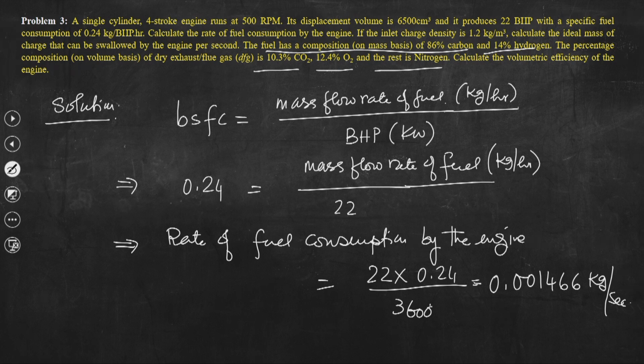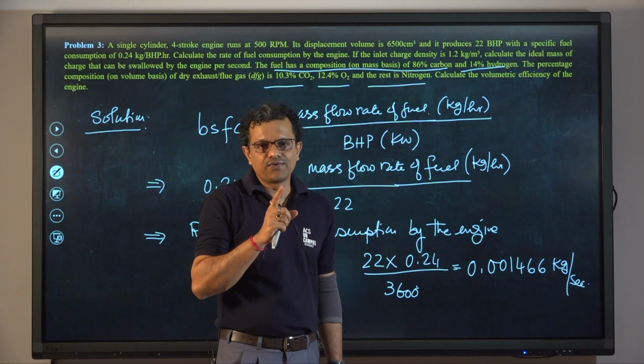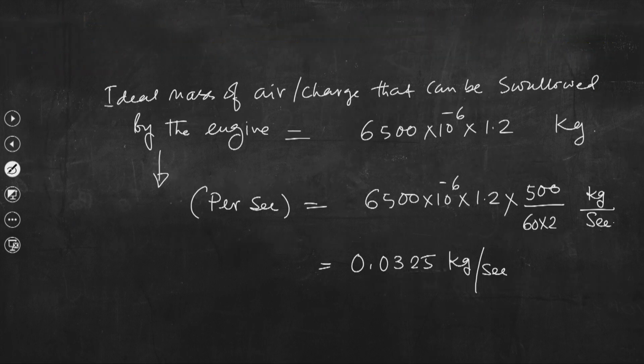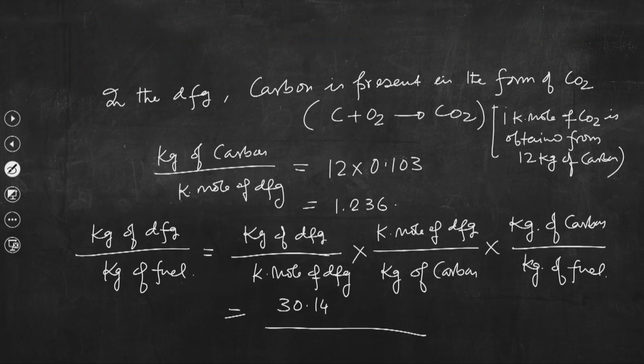That is the fuel composition. So, try to understand, we wanted to have two things, one is the mass flow rate of fuel and the other is the composition of fuel. The composition of fuel is given, so that is 0.86. And kg of carbon per kilomole of DFG is 1 upon 1.236. So, this quantity should be 1.236, and if we calculate, that is coming as 20.971.